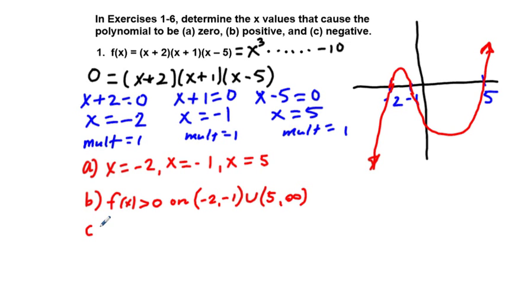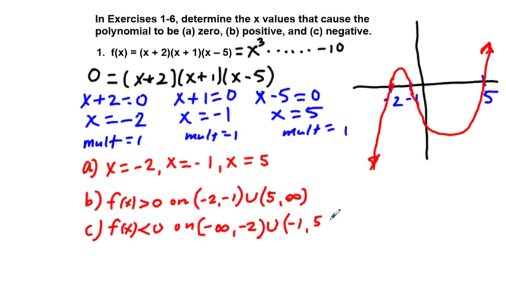And C, f of x is less than 0 on what remains. We have greater than negative infinity, less than negative 2, union greater than negative 1, less than 5.